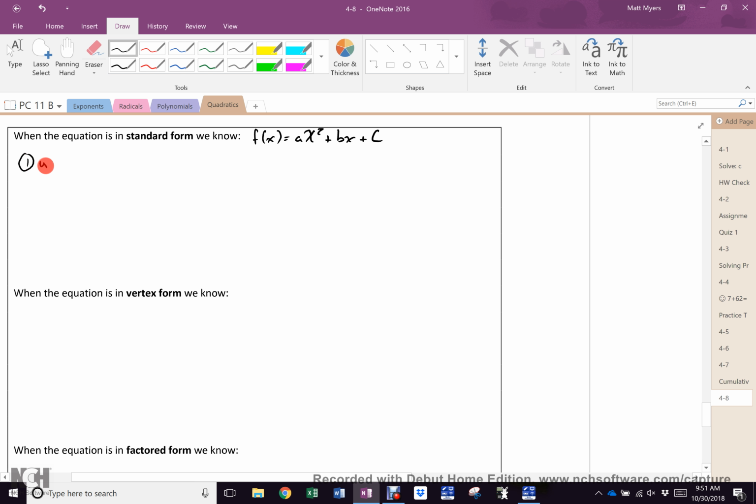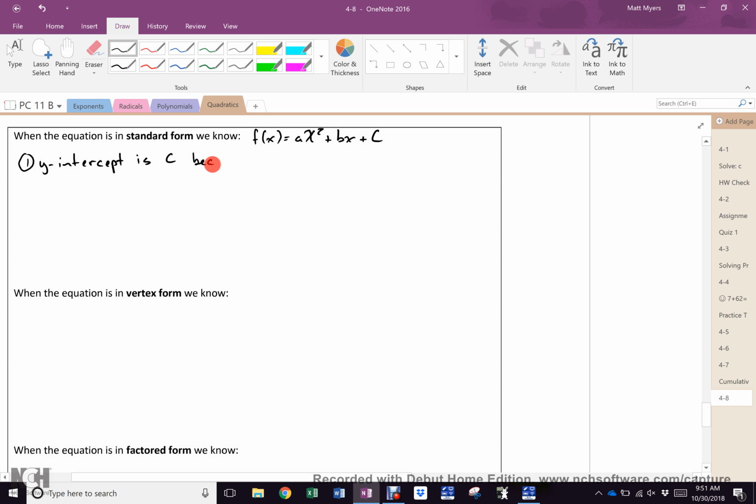One, you get the y-intercept. Which of those letters is the y-intercept? Y-intercept is C. Why? Right. Because x is 0 at the y-intercept. So I would sub 0 in, 0, 0, and I'm left with C. That's the first thing it tells us immediately, without even thinking.